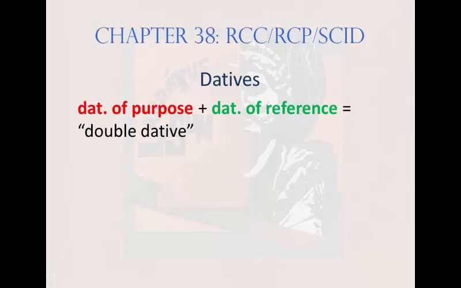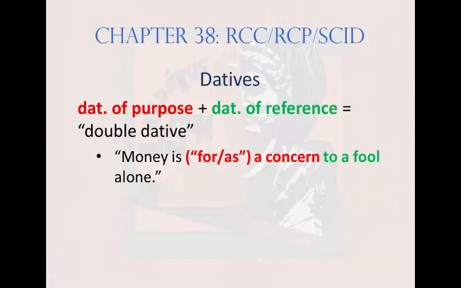For example, the way the Romans would have said money is a concern to a fool alone is money is for or as a concern to a fool alone. In Latin that would be pecunia est curae stulto soli. Both curae and stulto are dative. Curae, meaning a concern, an abstract noun, is a dative of purpose, and stulto, fool, is the dative of reference. In the double dative, the dative of reference is almost always a person or persons.